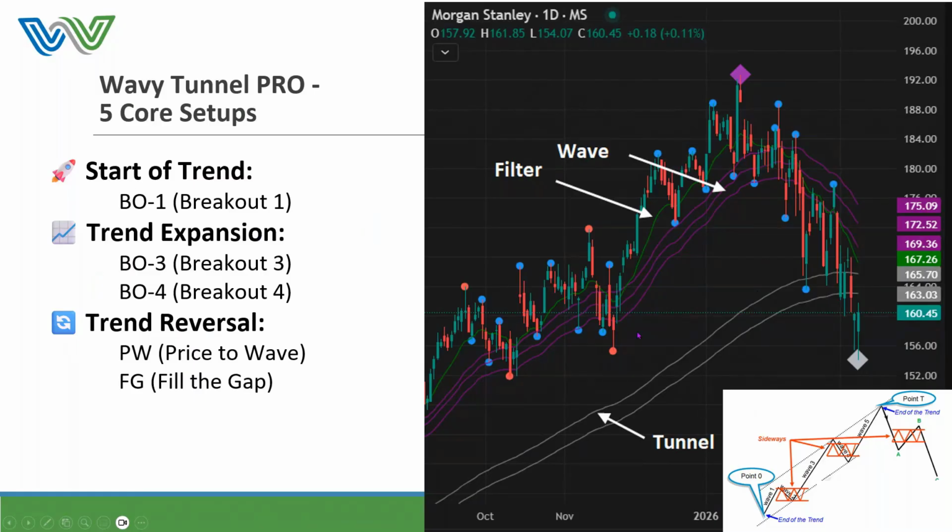So when the wave is above the tunnel, we're in an uptrend. When price is bouncing off the wave, those are what I call our trend, our breakout 3 trades. We don't know if we're in a wave 1, a wave 3, a wave 5. It doesn't really matter. What matters is that the trend is still moving higher, and that's the trade. As soon as the wave starts to flatten out and we start to break down, that's where we anticipate a major pullback.